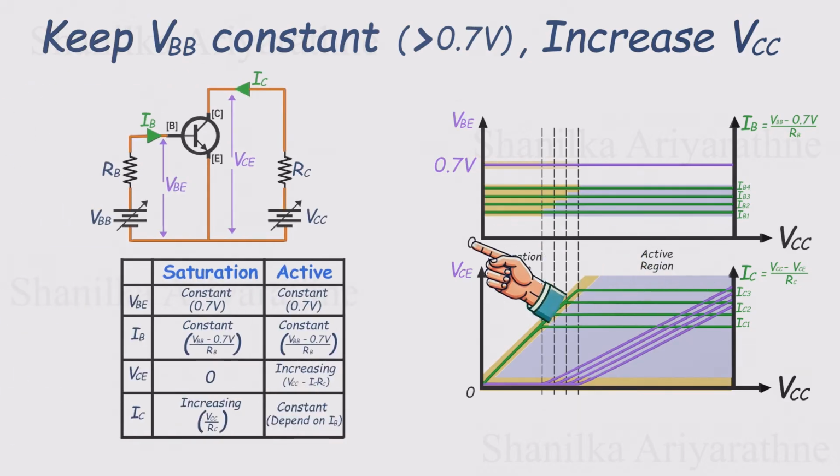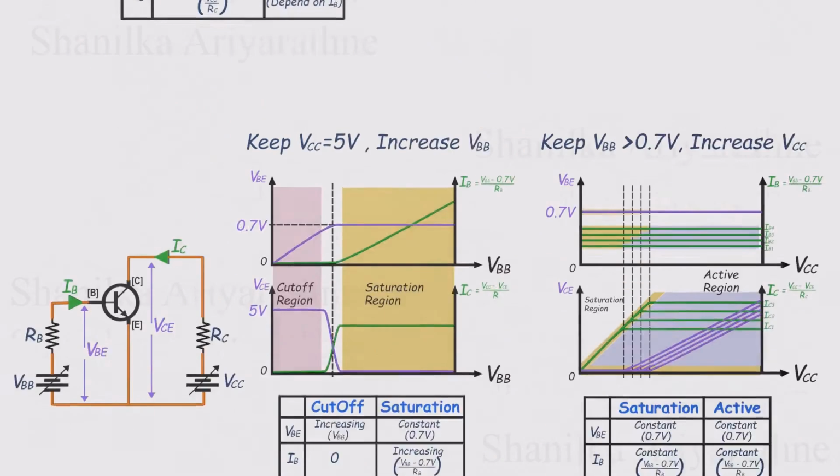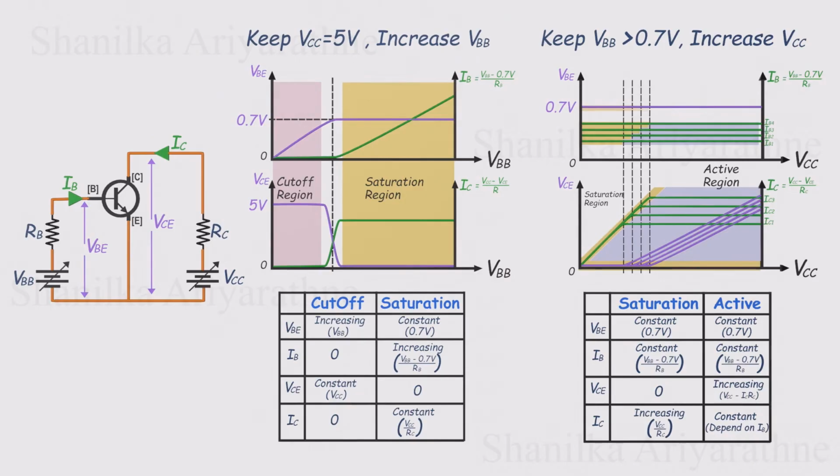So to summarize, in the saturation region, VCE is nearly zero, and IC increases with VCC, just like a switch that's fully on. In the active region, IC stays steady even as VCE increases. This is where the transistor acts as an amplifier, with small changes in base current producing much larger changes in collector current. Now let's try to combine the results of both experiments into one complete picture.